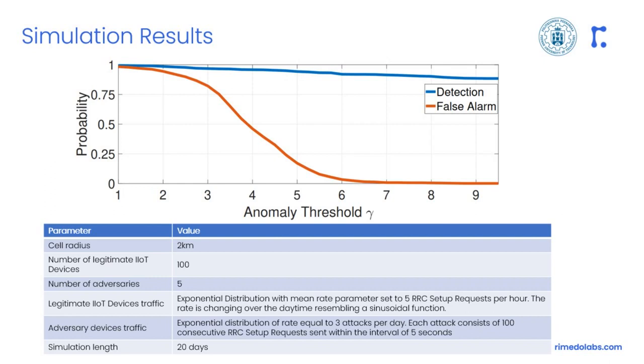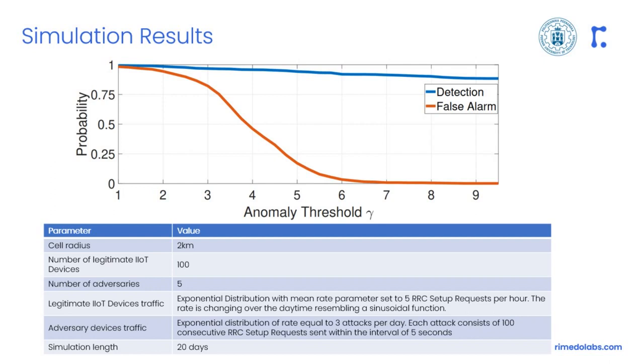The adversary performs signaling storm attack within the intervals following the exponential distribution with rate equal to 3 attacks per day. Each attack consists of 100 consecutive RRC setup requests sent within the interval of 5 seconds. We have compared the signaling storm attack detection for different thresholds of anomaly detection for 20-day-long simulations. The resultant probability of false alarm and signaling storm attack detection is depicted in the slide.